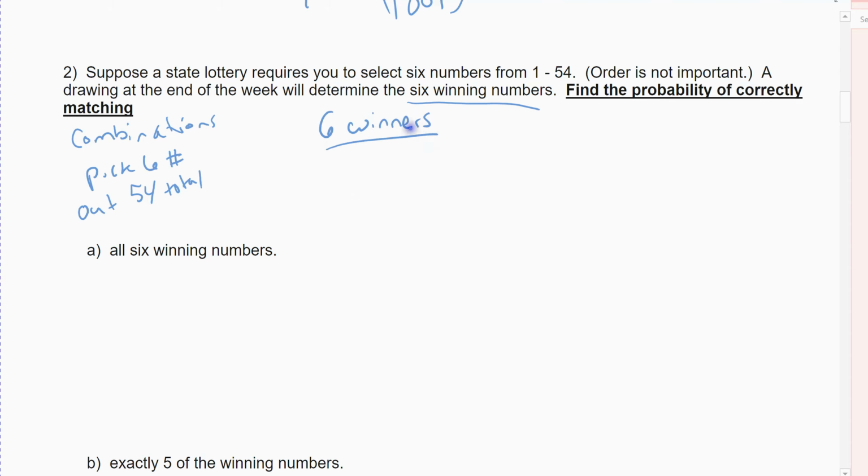So I'll write it out. 6 winning numbers. Which is what you want, but that means if 6 of these numbers are winners, then if you take 54 minus 6, there's 48 losing numbers, 48 numbers that were not selected as the winning numbers. And so that's what you've got to think about in this problem.